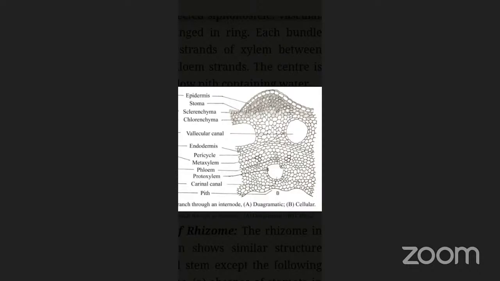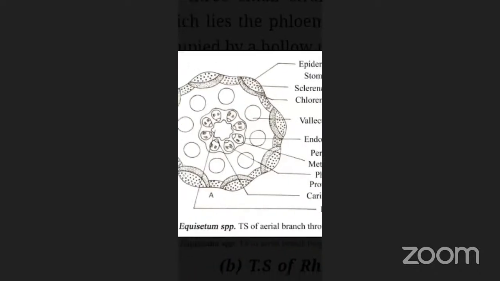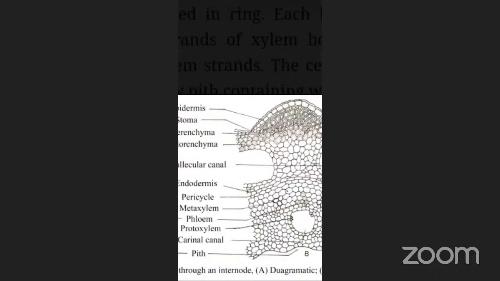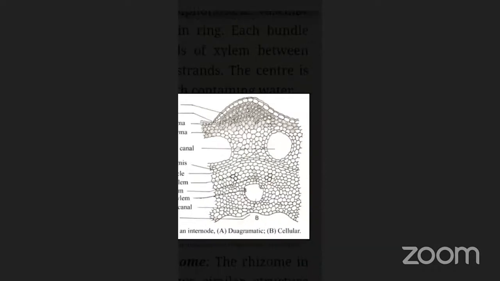Here also the carinal cavity is there in the vascular region. See here, the carinal cavity is also there. The central one is the pith. And carinal canals are also there in the vascular system, with metaxylem and protoxylem. Okay, this is the internal structure of the Equisetum stem.